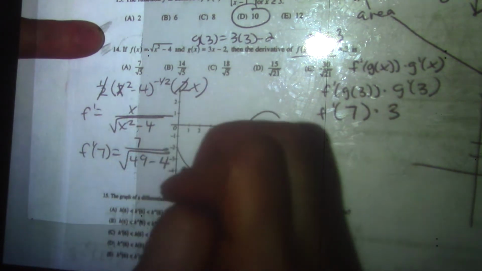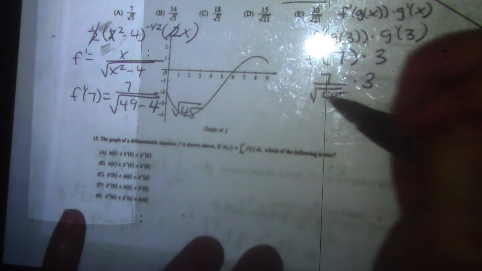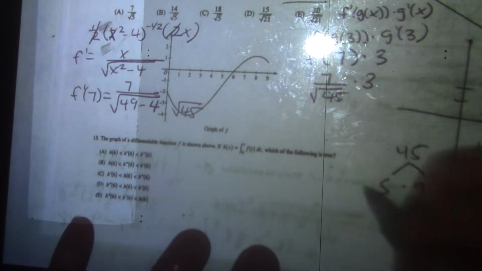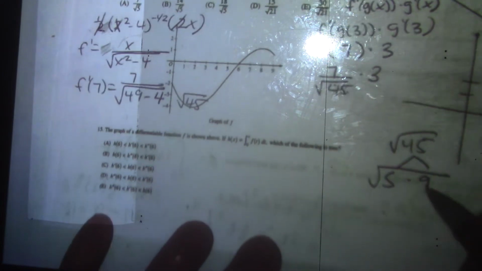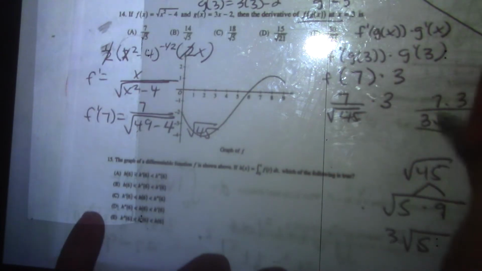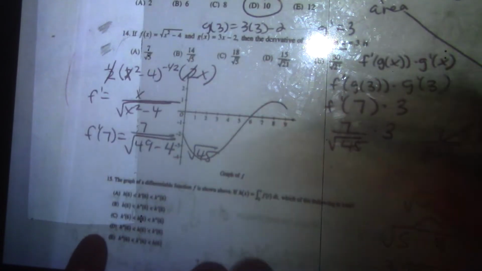So then f prime of 7 is 7 over root 49 minus 4. That's okay, so this is 7 over root 45 times 3. Now you notice that's not an option, so I need to simplify. Root 45 has a perfect square in it. 45 is 5 times 9. So if you have 9 inside of a square root, that can come out, and that's the same as 3 root 5. So this is just 7 times 3 over 3 root 5. The 3's cancel out, it's 7 root 5.